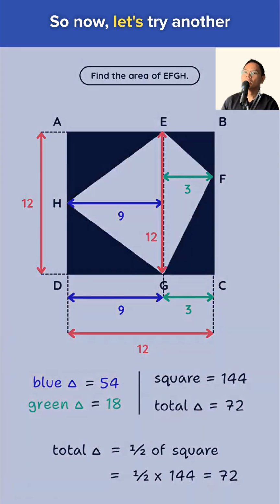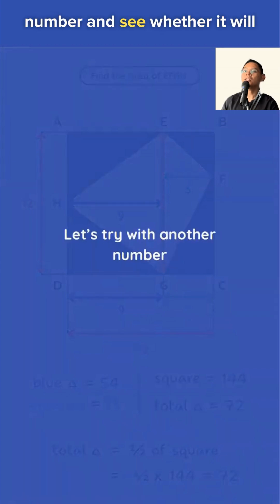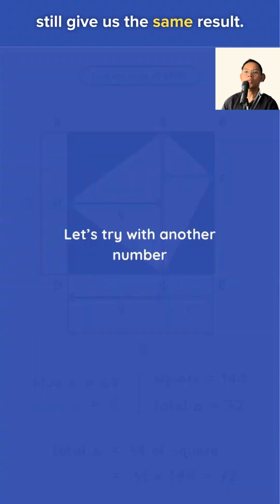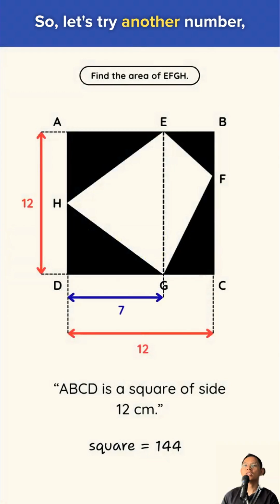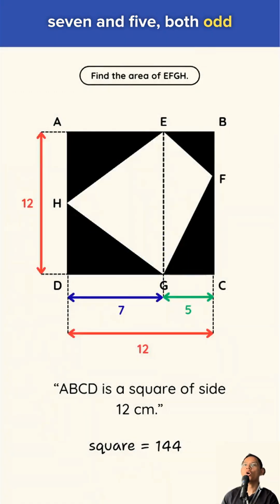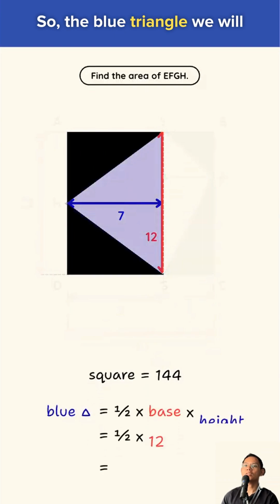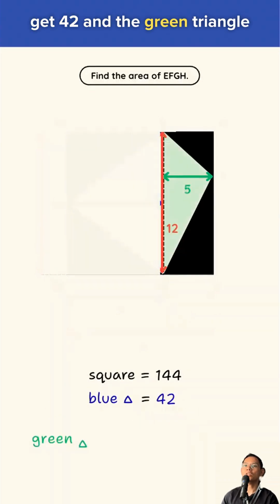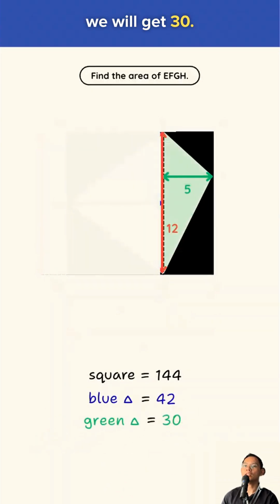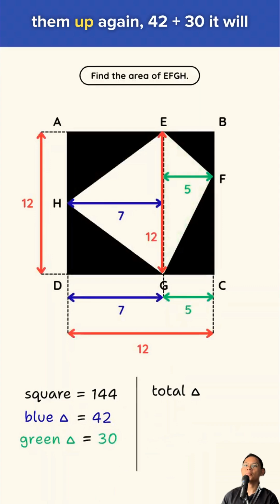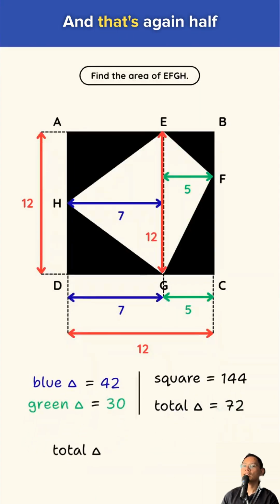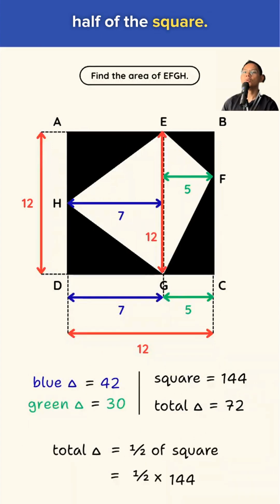So now let's try another number and see whether it will still give us the same result. So let's try another number, 7 and 5, both odd numbers, right? I mean, 9 and 3 were also odd numbers. But yeah, in this case, we'll just go through the same thing again. So the blue triangle, we will get 42, and the green triangle, we will get 30. So if you add them up again, 42 plus 30, it will give us 72. And that's again half of the square.